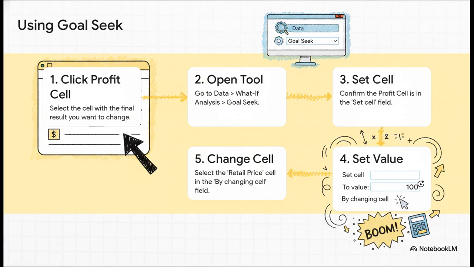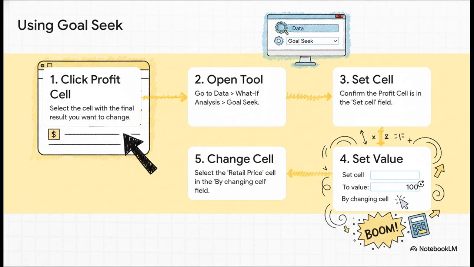To solve our computer shop problem, you literally just follow these steps. First, you click on the cell that has the final result you care about. In our case, that's the profit cell. Then you go find GoalSeek under the Data tab. A little box pops up and asks three simple things. First, set cell, that's our profit cell. Second, to value, we'll type in our goal, 100. And third, by changing cell, we'll tell it to change the retail price. You click OK and bam! The computer instantly gives you the answer.